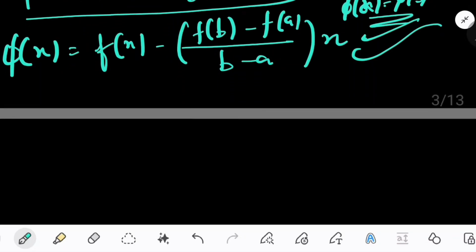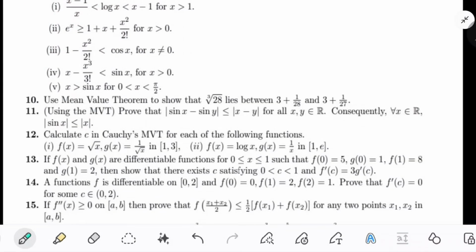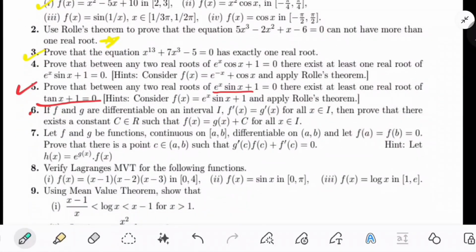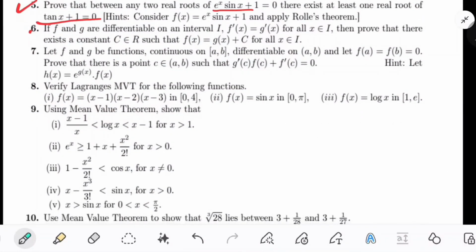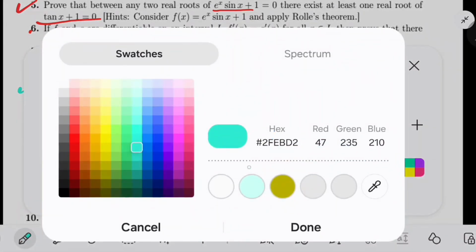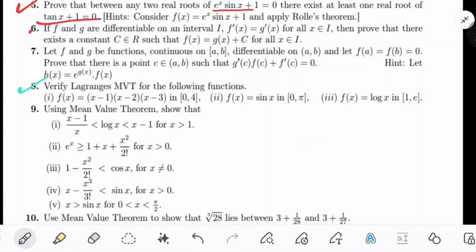Now let's see a question on LMVT so that things become easier. Let's see, is there any question? So let's start with the 8th question, 8th first part. The rest you will do on your own, right? Verify LMVT for the following case, right?